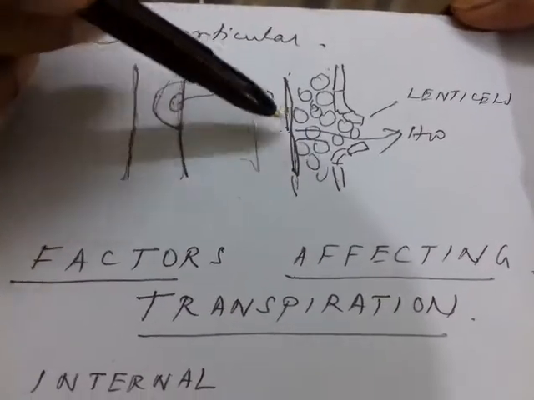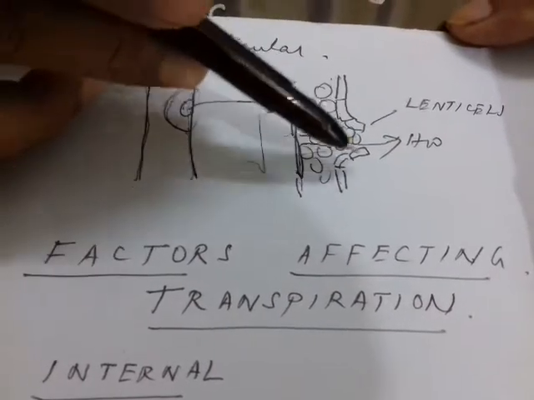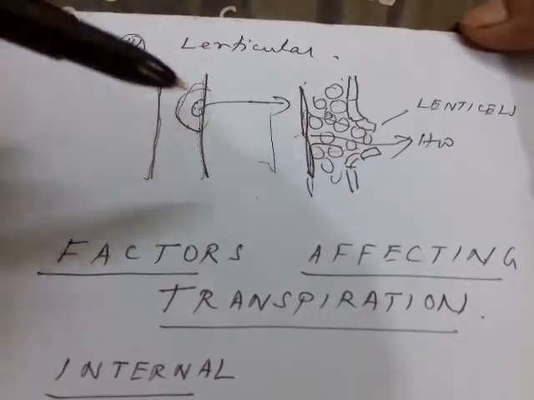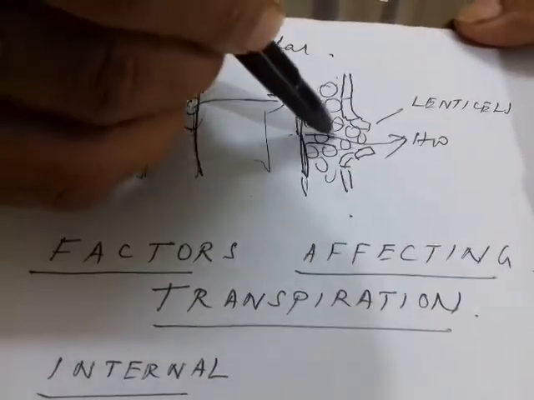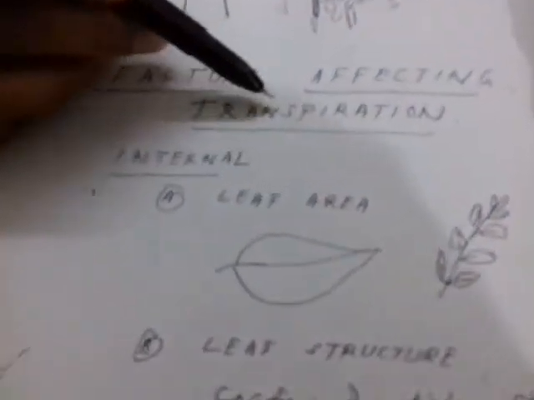Now this water can also move out through this cortical space, and this opening is called the lenticels. There are many lenticels on the surface of big trees, so water moves out through the lenticels in great amount, and that is called the lenticular transpiration. So there are three types of transpiration: cuticular transpiration, lenticular transpiration, and stomatal transpiration. But always remember, stomatal transpiration accounts for the maximum amount of water lost through the plant.